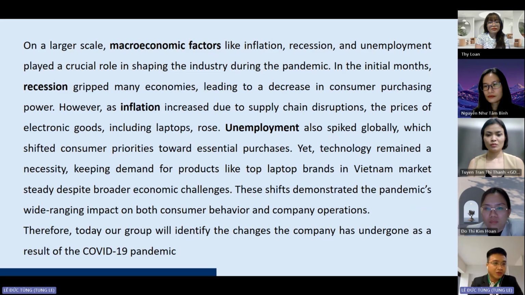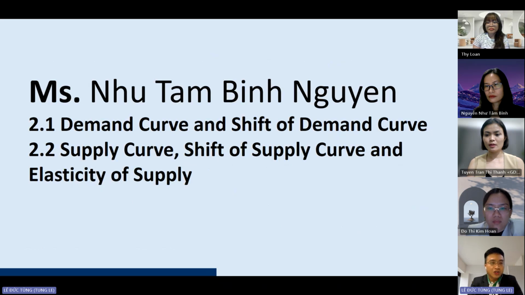Yet technology remained a necessity, keeping demand for products like top laptop brands in the Vietnam market steady despite further economic challenges. This shift demonstrated the pandemic's wide-ranging impact on both consumer behavior and company operations. Therefore, today our group will identify the changes the economy has undergone as a result of the COVID-19 pandemic. So we will go to the next part, presented by Miss Nhu Tam Binh Nguyen, which includes 2 parts: 2.1 the demand curve and shift of demand curve, and 2.2 supply curve, shift of supply curve, and elasticity of supply.